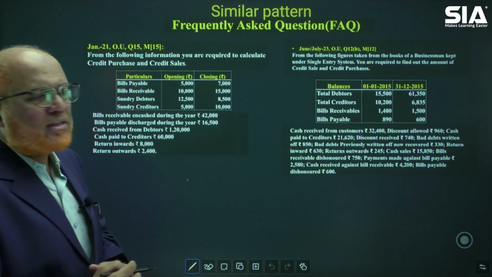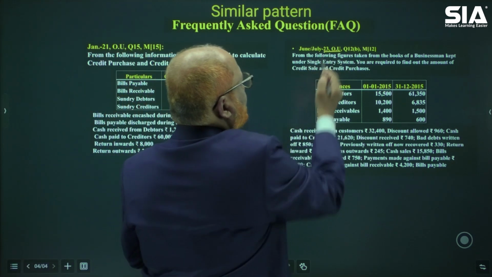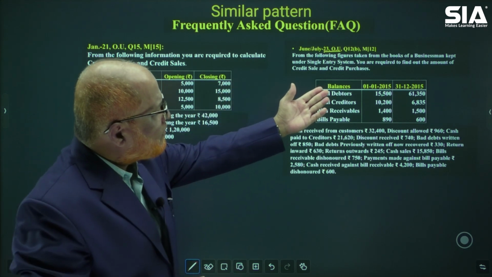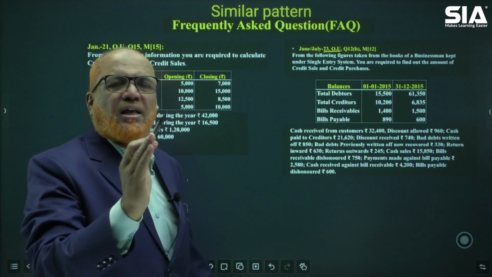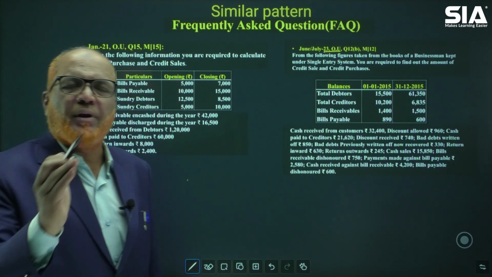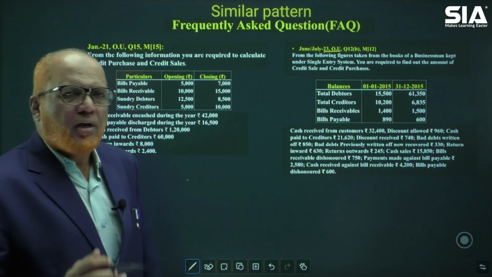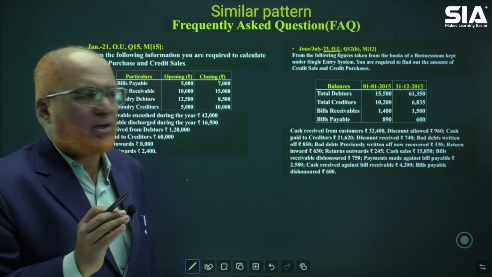Now, similarly, one more examination they have asked in June, July 23, OU. Similar type of problem. So here also figures are given from the books of a businessman kept under single entry system. You are required to find out the amount of credit sale and credit purchase by preparing total debtors account and total creditors account. Here also bills receivable, bills payable. Now just two items are different here. For that I will give the explanation.